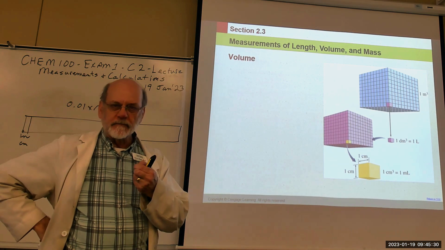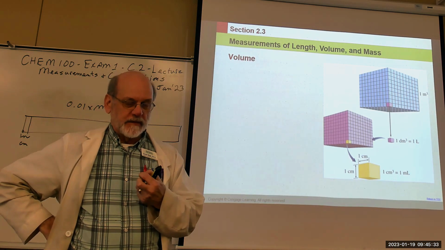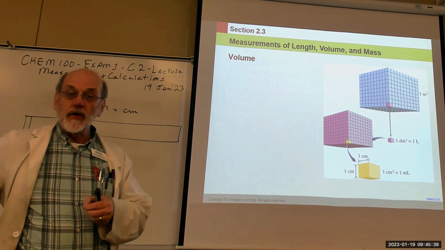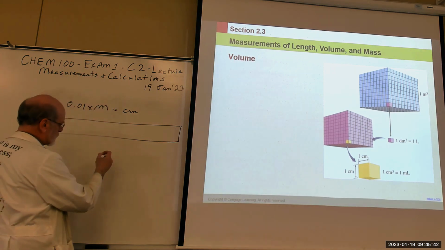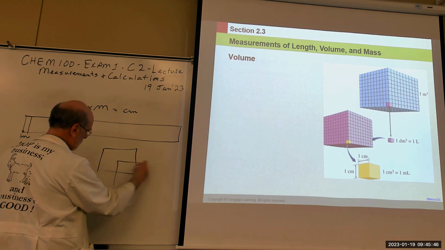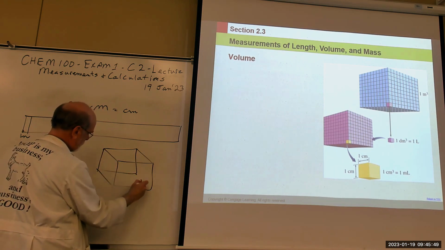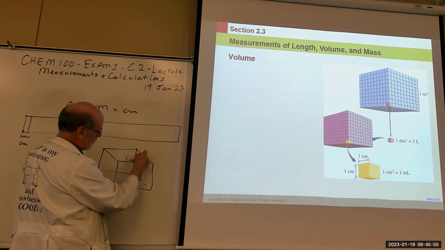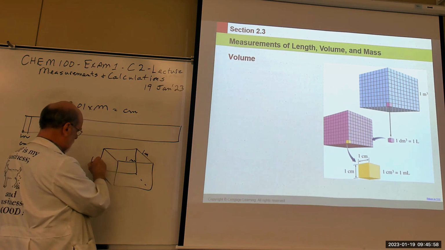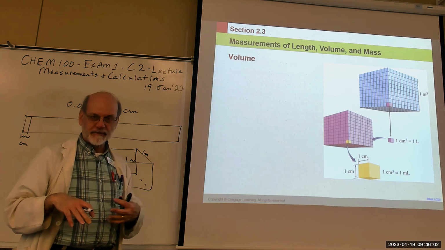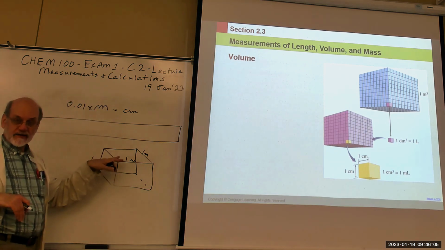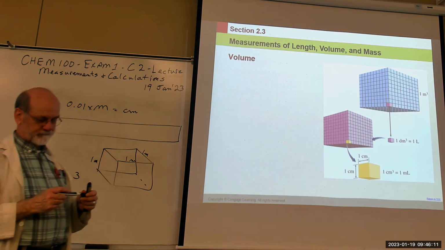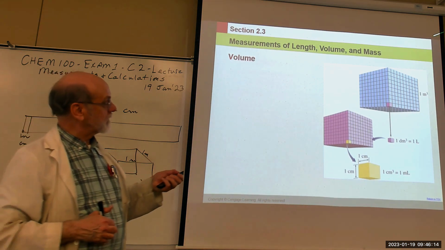Now, volume is not a fundamental unit. Volume is a derived unit based upon length. Okay? So if you have an object that is shaped like a cube, right? And the cube has 1 meter on this side, 1 meter on this side, and 1 meter on this side. So height, length, depth. Then you know that the volume of that object is 1 cubic meter. Okay, that's what this is right here, 1 cubic meter.